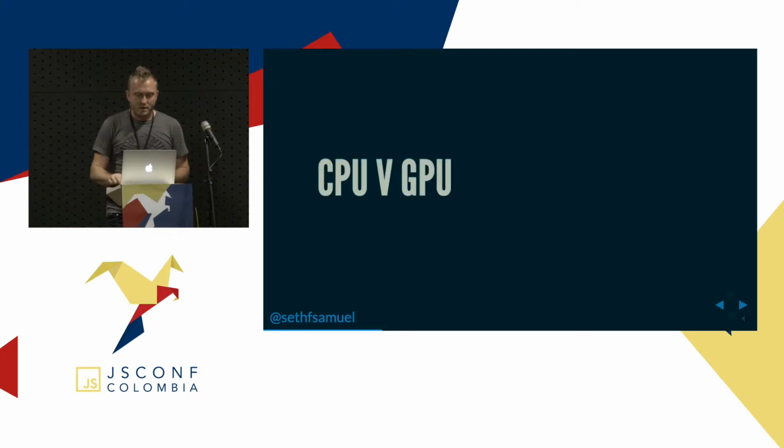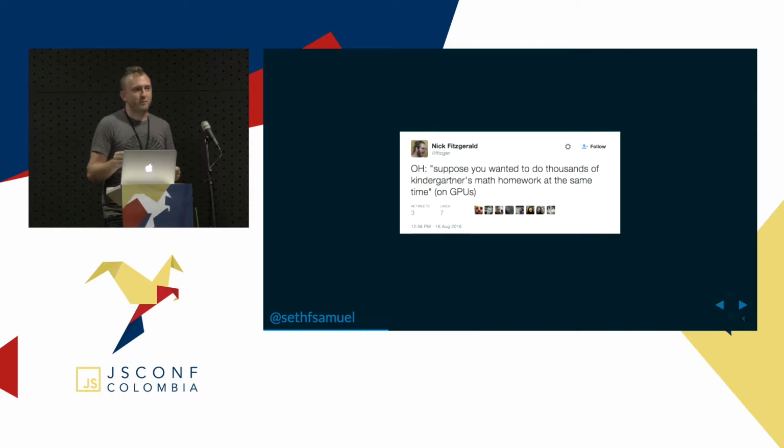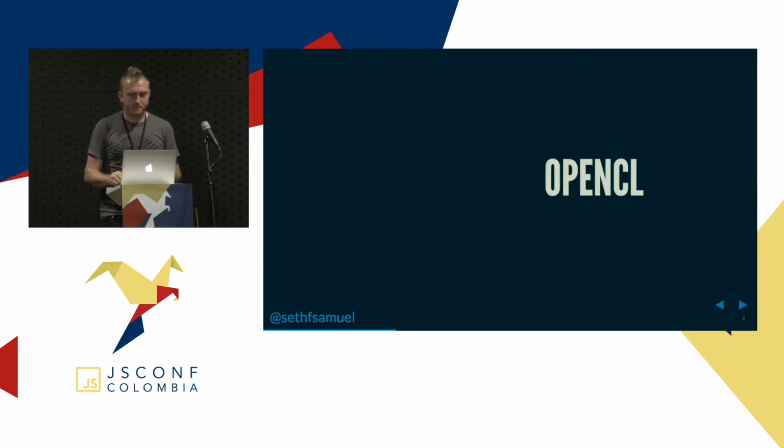So the GPU is really good at doing small math operations all at once. So suppose you wanted to do thousands of kindergartners' math homework at the same time. I don't know if kindergarten is the same here. 6-year-old math homework at the same time. That's what a GPU is really good for. Really simple math all at once.